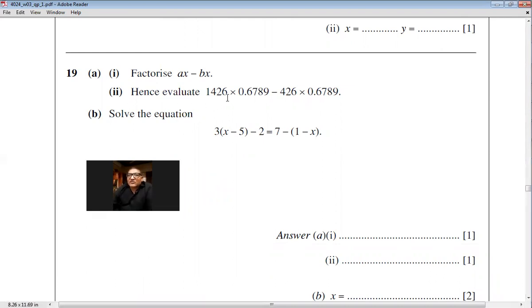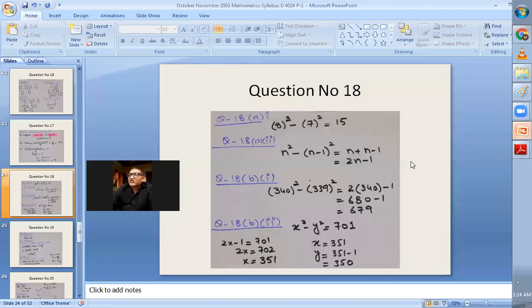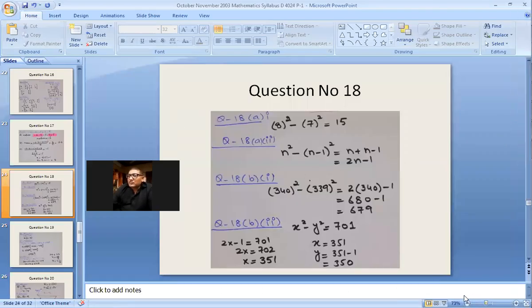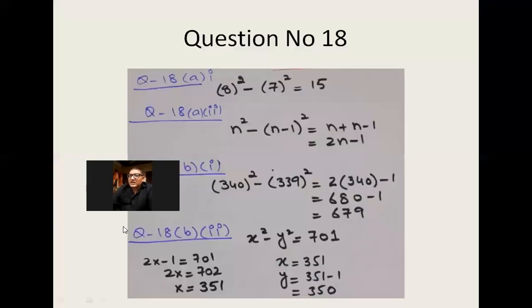Then he says, hence evaluate this question. The b part, this number you have to evaluate. So in the same way, like in the above part, you took x common, in the same way, you can take the 0.6789 common. I've shown this on a paper. Let me show you, and then we will see how it works.